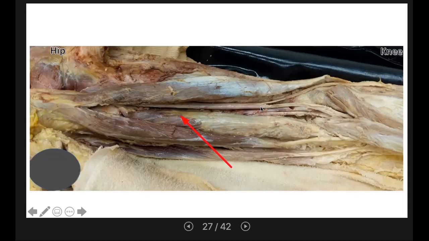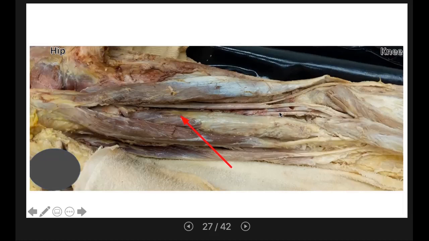So right in the center here, it's then going to divide into two branches. It's got the common peroneal, otherwise known as the fibular branch. And then it's got the tibial branch, which goes right down the posterior and into the posterior leg. Also, deeper to the tibial branch of this nerve here, we can see the popliteal vein on the top here, and then the popliteal artery below.